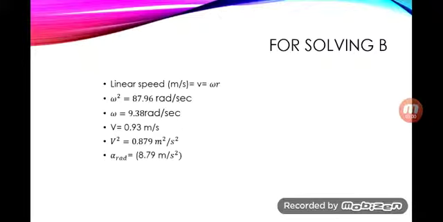So v squared equals 0.879. Since the relationship given was v squared over r, the 0.879 gets divided by 0.10, and that equals 8.79 meters per second squared. Same as the answer from the first method. Through this, we can verify that the correct answer is 8.79 meters per second squared.